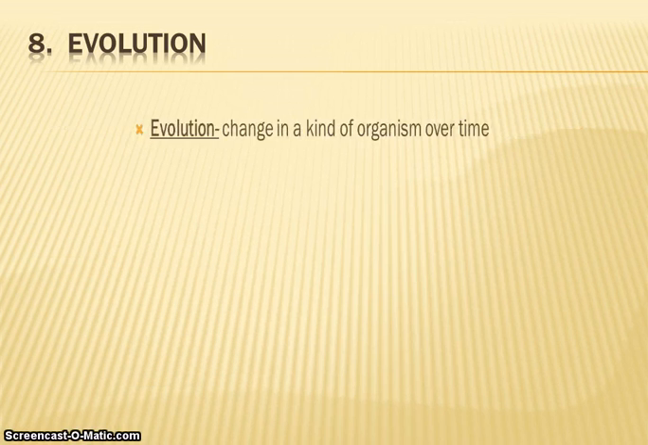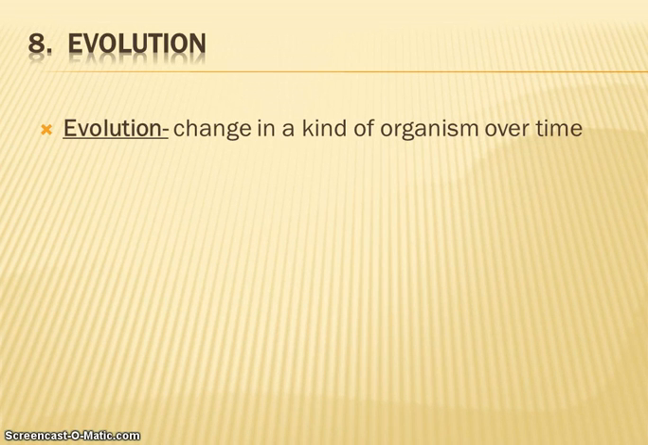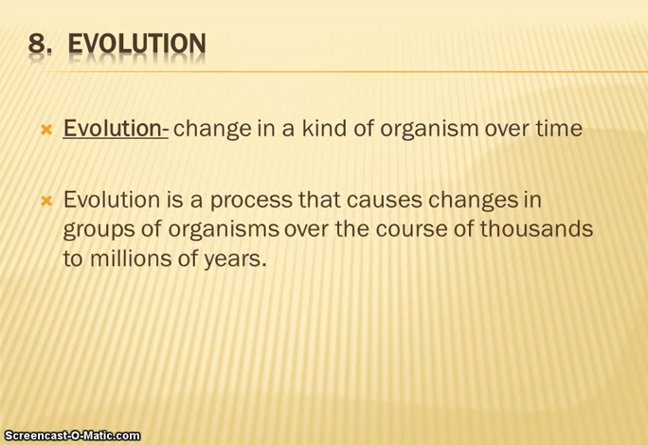Evolution. Evolution is a change in a kind of organism over time. You are not going to evolve. Individuals do not evolve. But groups of individuals over time can evolve. And we're going to learn about this in the springtime. This could take hundreds of years, thousands of years, some may say millions to billions of years.